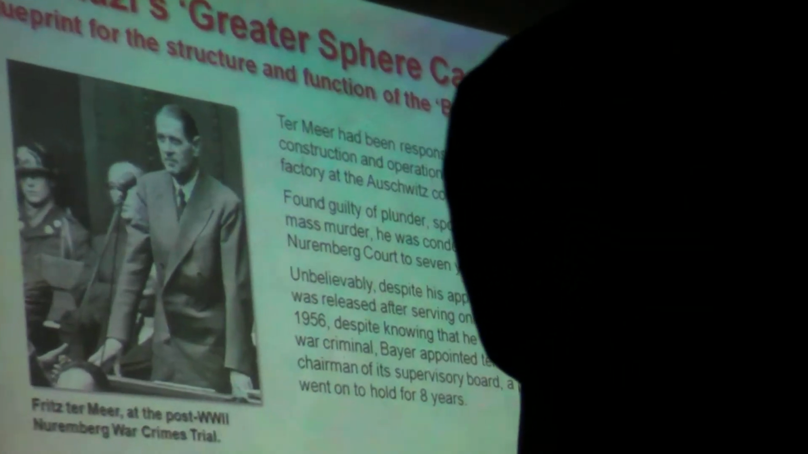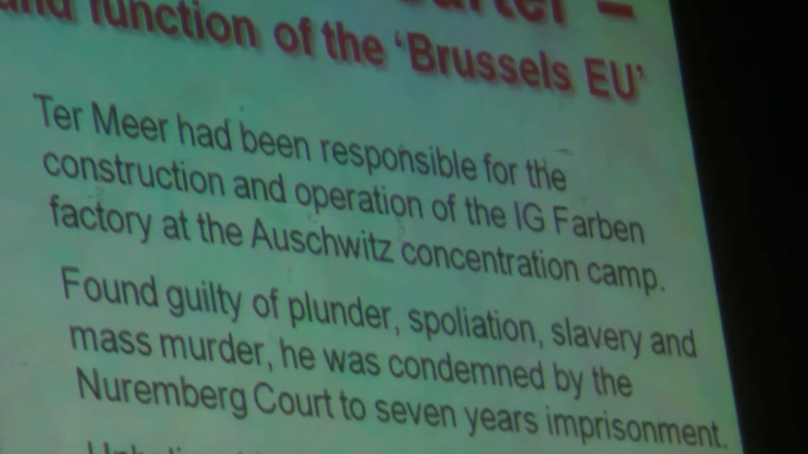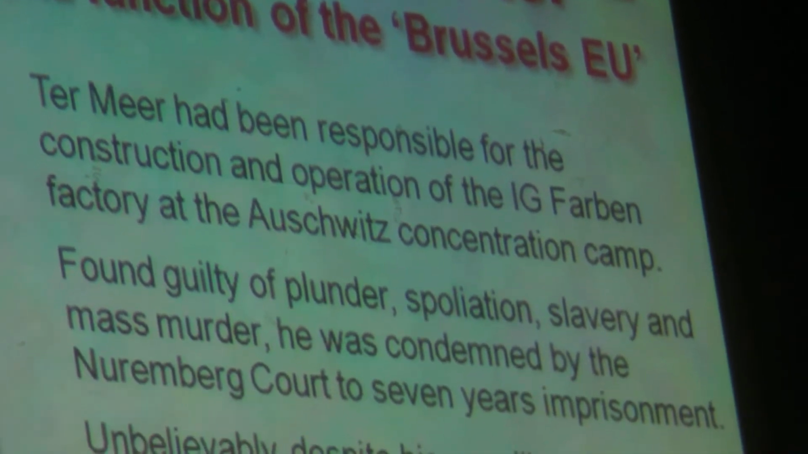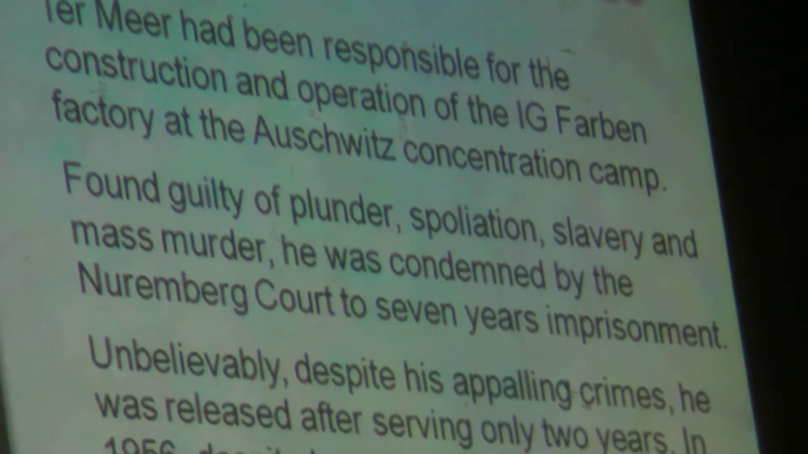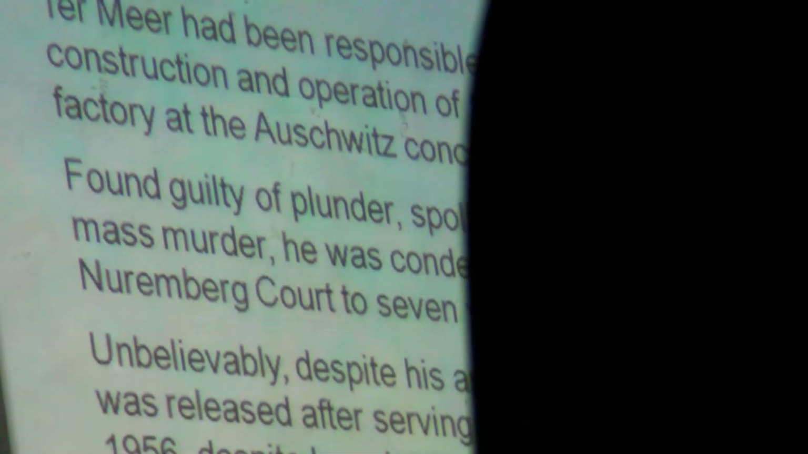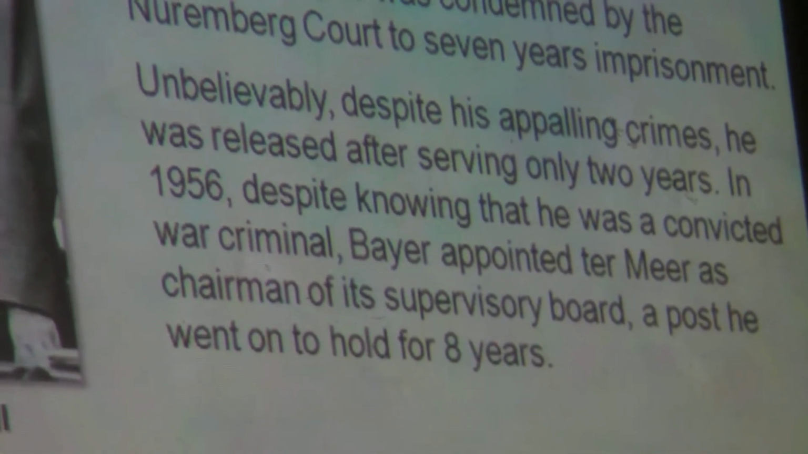Tamiya had been responsible for the construction and operation of the IG Farben factory at the Auschwitz Concentration camp. At the end of the trial, he was found guilty of plunder, spoliation, slavery and mass murder. And he was condemned by the Nuremberg court to 7 years in prison. Not much, really, for a man found guilty of crimes such as those. But despite these crimes, he was released after serving only 2 years.